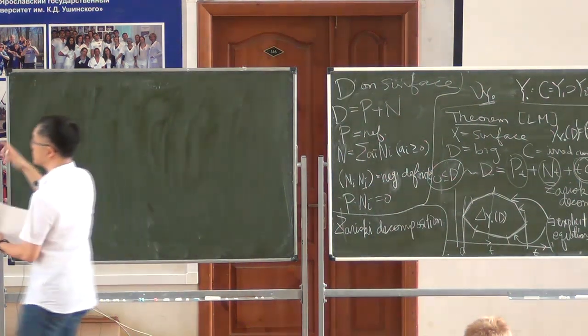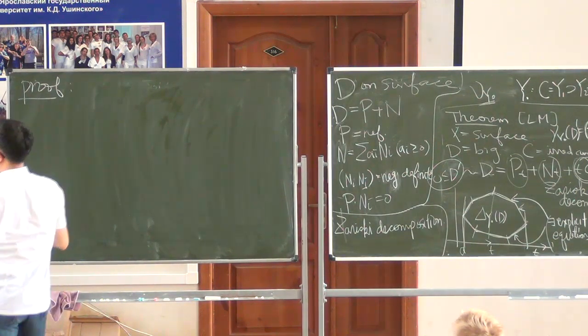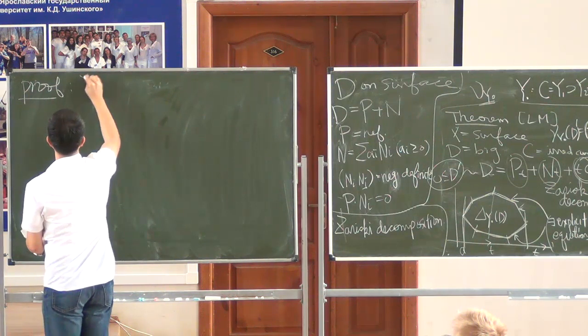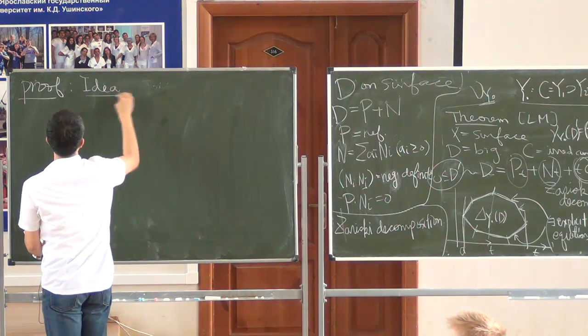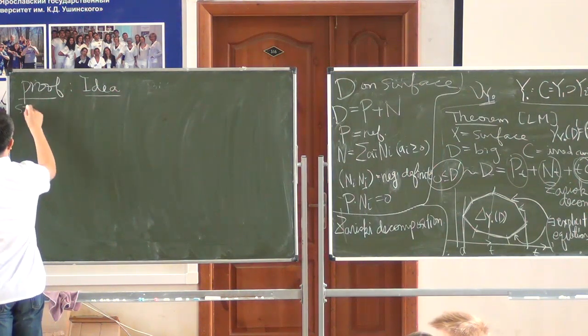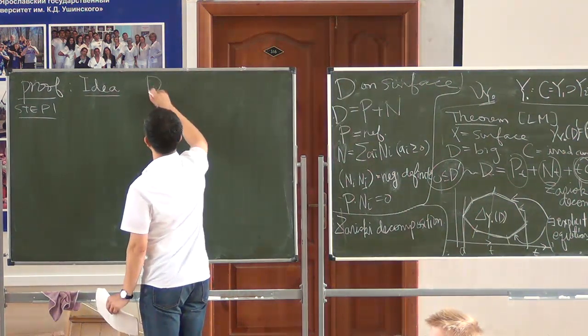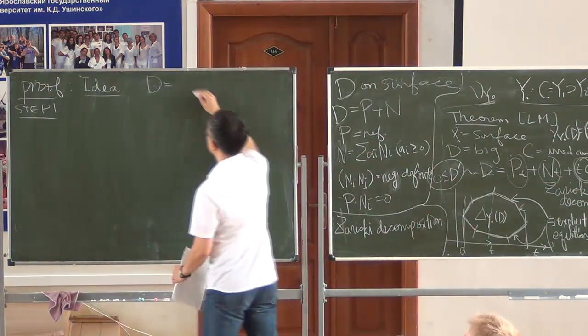I can say briefly about this proof. The proof is very interesting, and it's not too difficult, actually. So actually the idea, I summarize this as 3 steps. Okay. 1. Okay. So for simplicity, let's assume D is Cartier.